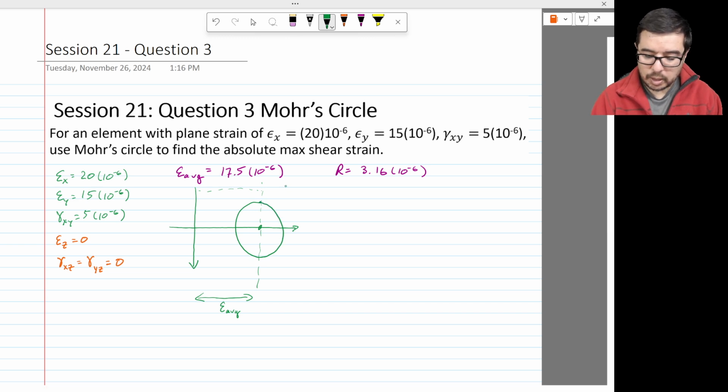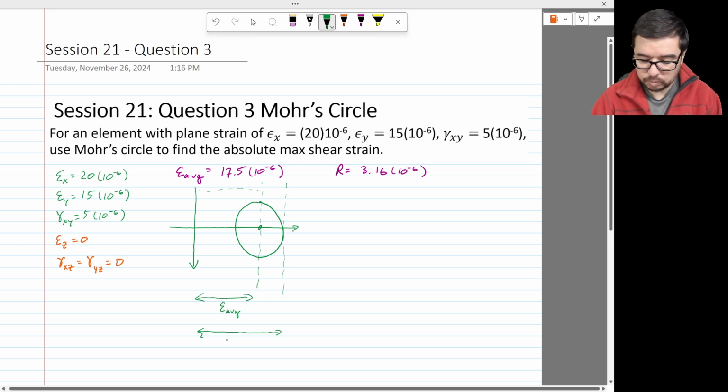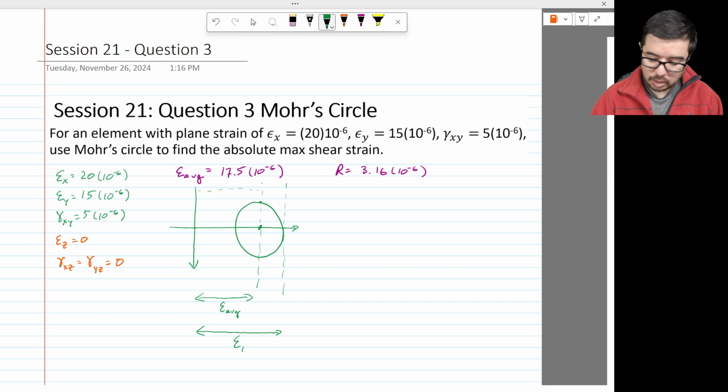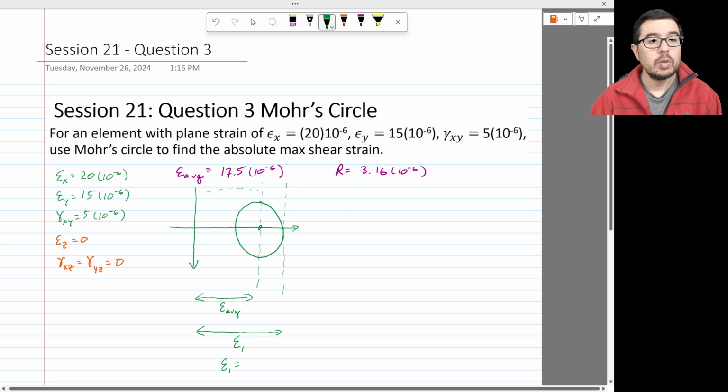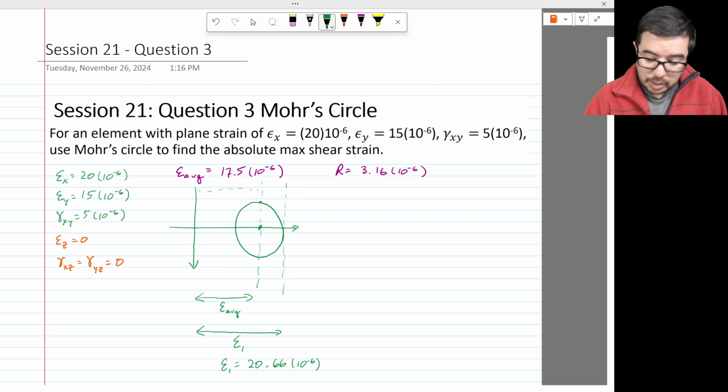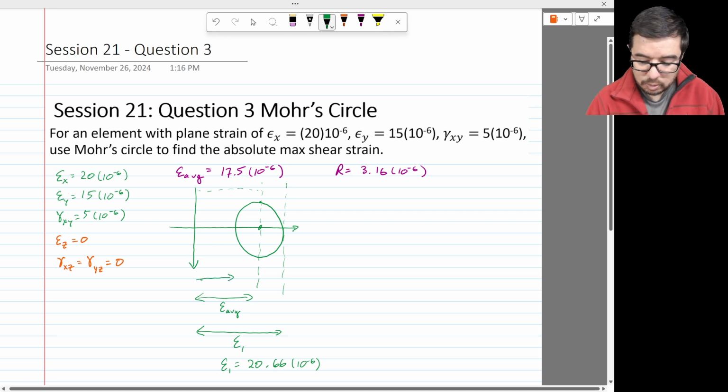And we calculated out that this epsilon 1 would be the principal strain. And if you go back to that example, you'll see that epsilon 1 was 20.66 times 10 to the minus 6, or 20.7 approximately microstrain. We said that epsilon 2 would be over here, like that. And we have that epsilon z, over here, is equal to 0.